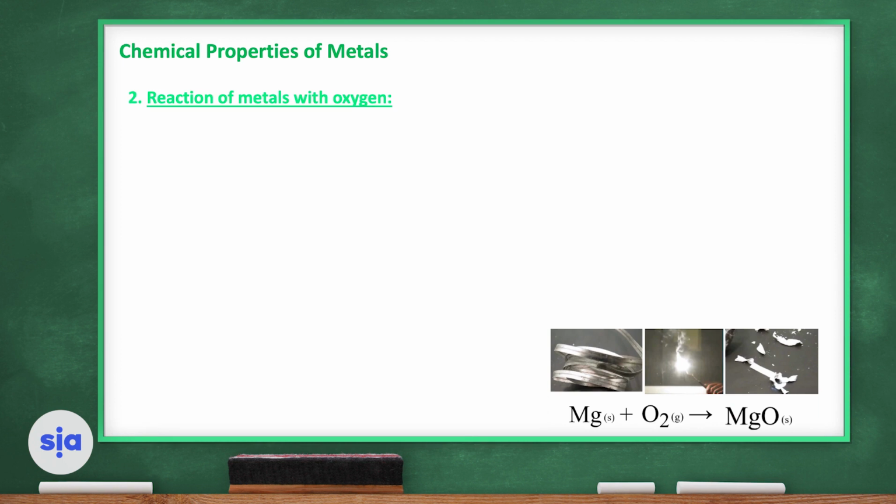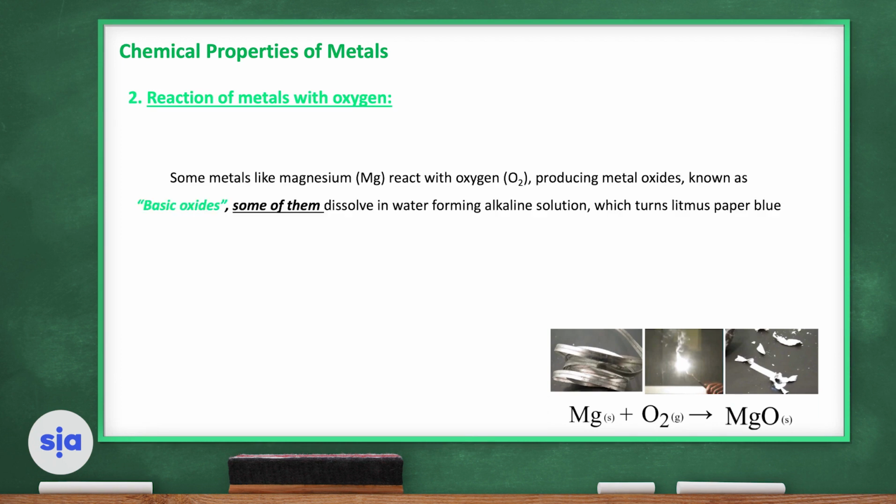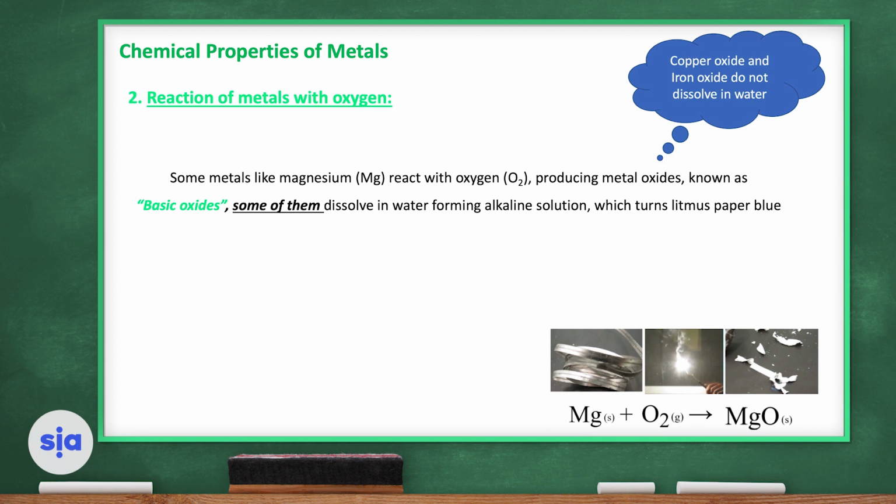Now we will discuss the reaction of metals with oxygen. Some metals, like magnesium, will react with oxygen, but this time it will produce a metal oxide. We call it a basic oxide. Some of them will dissolve in water, forming an alkaline solution, and alkaline solutions are known to turn litmus paper blue, of course turning red litmus paper blue.